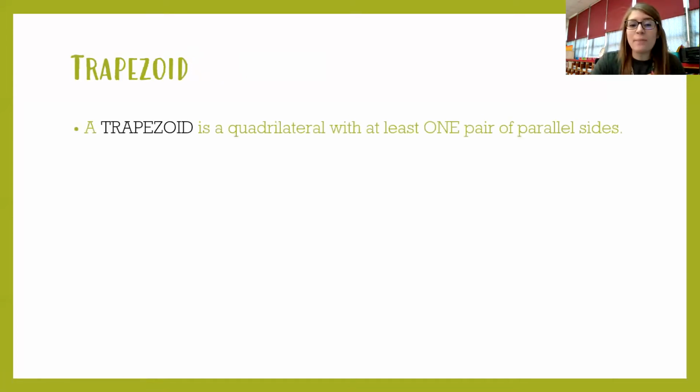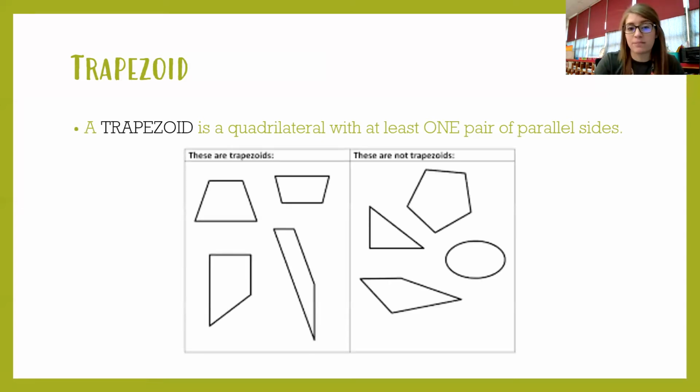Trapezoid. A trapezoid is a quadrilateral with at least one pair of parallel sides. So one pair of parallel sides, which means whether it's this side or these sides, they've got one pair of sides that are never going to cross. Here are some trapezoids. These are the parallel sides right here. The top and bottom are never going to cross. Same here, top and bottom, not going to cross. The sides here, never going to cross. Top and bottom here, never going to cross.